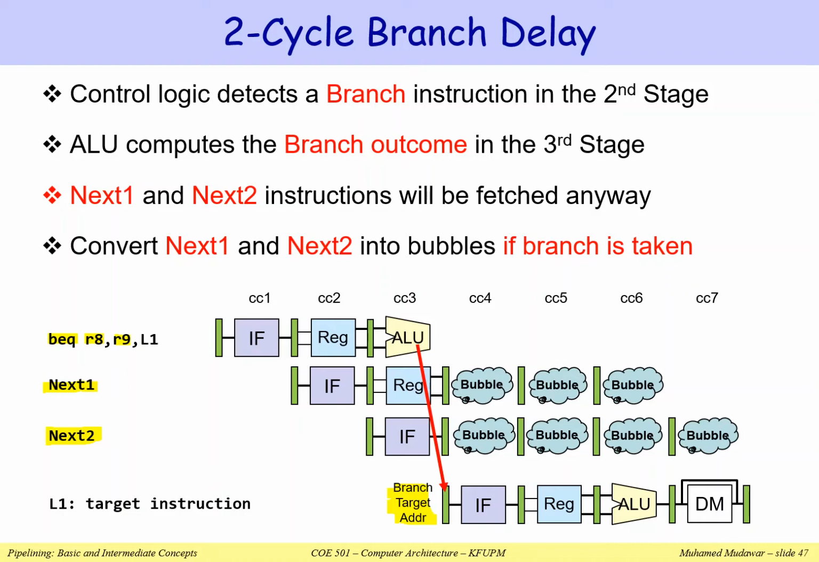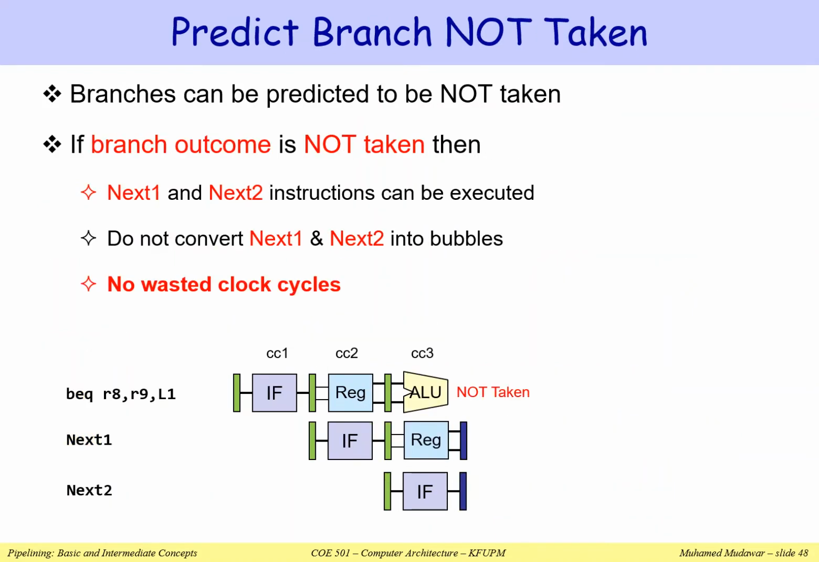Next 1 and next 2 will exist in the pipeline. Already we have fetched them, but we have to convert them into bubbles so that they don't have any effect on the state of the pipeline. We can also have a situation in which the branch is not taken. So we have 2 possible outcomes for the branch. Either it is taken or not taken.